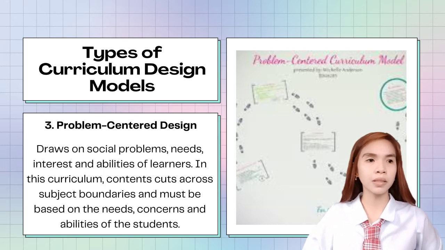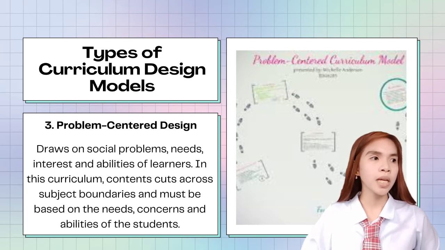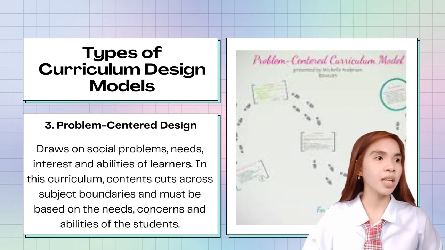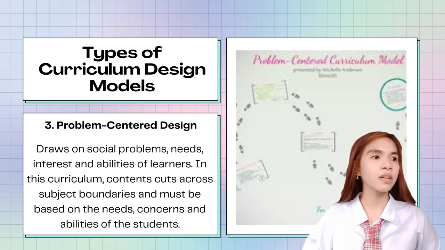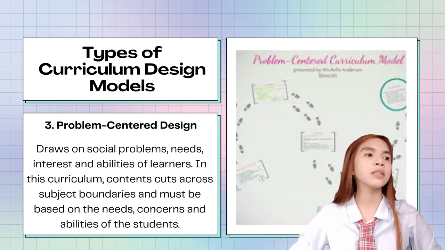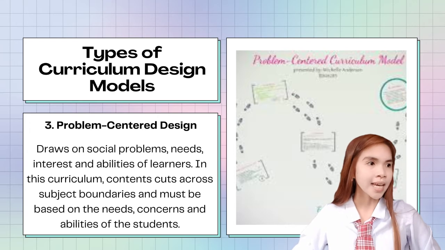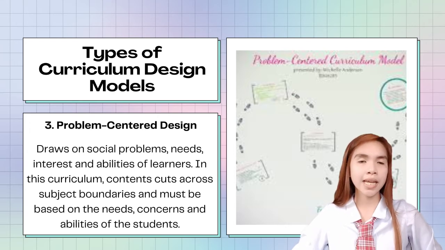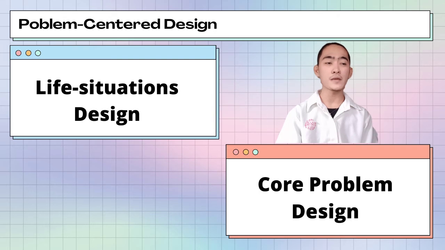In this curriculum, content cuts across subject boundaries and must be based on the needs, concerns, and abilities of the students. Also, it focuses on the problems of living, on the perceived realities of institutional and group life, for the individual and the society in general. It is also organized to reinforce cultural traditions and also to address those community and societal needs that are currently unmet. So, two examples are given for the problem-centered design curriculum.